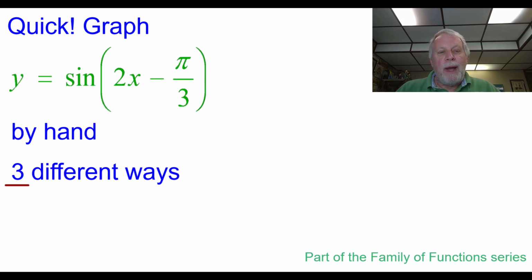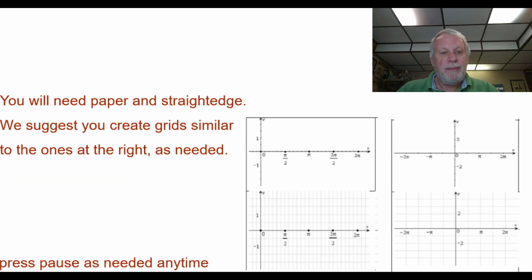Quick, graph y equals the sine of the quantity 2x minus pi over 3 by hand, 3 different ways. This is part of the family of functions series. You will need paper and straight edge, and we suggest you create grids similar to the ones shown here. Press pause as needed anytime during the video.